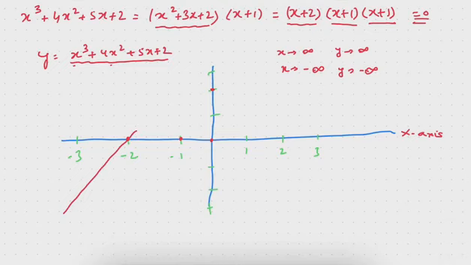It goes up. At x equals minus 1, there are two roots, so it must touch at x equals minus 1. And then at x equals 0, the value is 2. It goes through 2 and then tends towards infinity. So the graph will look something like this: one root here and two roots here. So this is your graph.